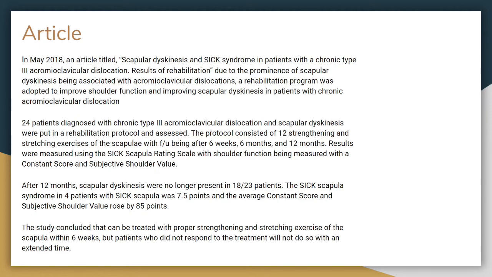After 12 months, scapular dyskinesis was no longer present in 18 out of 23 patients. The SICK scapula syndrome score in the 4 patients with SICK scapula was 7.5 points, and the average Constant score and subjective shoulder value rose by 85 points. The study concluded that scapular dyskinesis can be treated with proper strengthening and stretching exercise of the scapula within 6 weeks, but patients who did not respond to the treatment will not do so with an extended rehabilitation time.